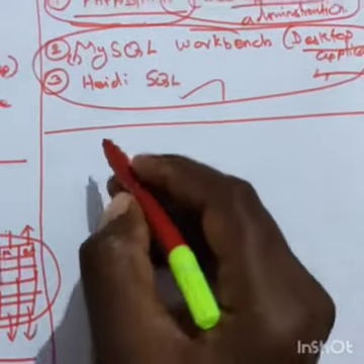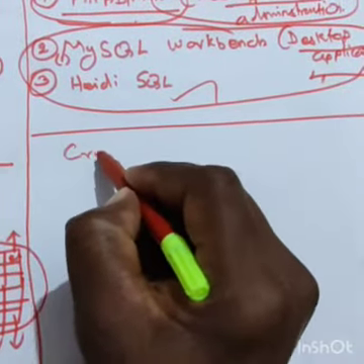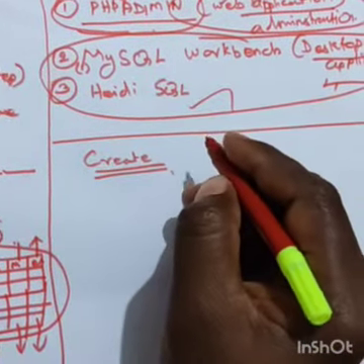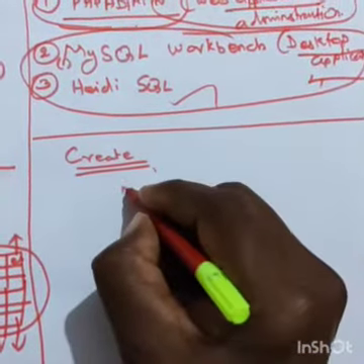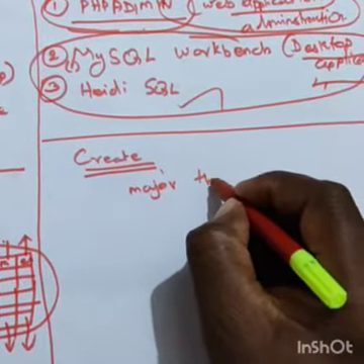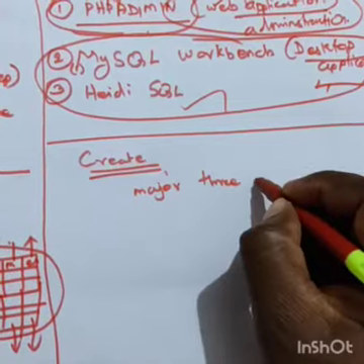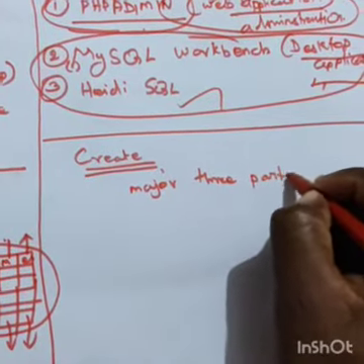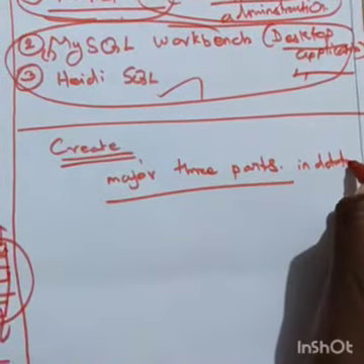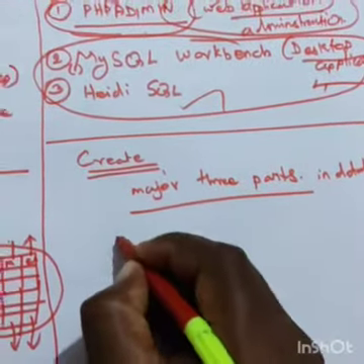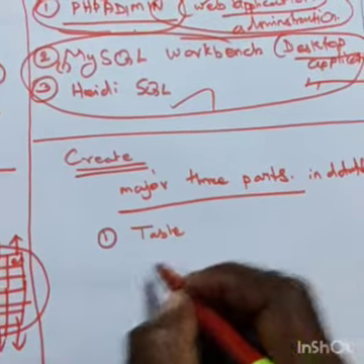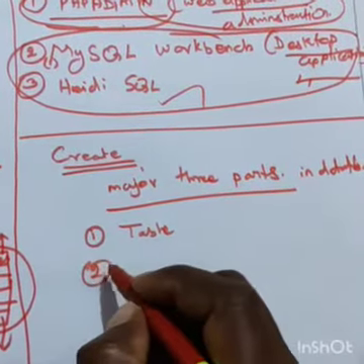Okay, sir, first you can create the database. How to create the database? That is a major part. The major three parts are there in a database. Sir, what all is there, sir? That is tables. Tables are there, the important one.